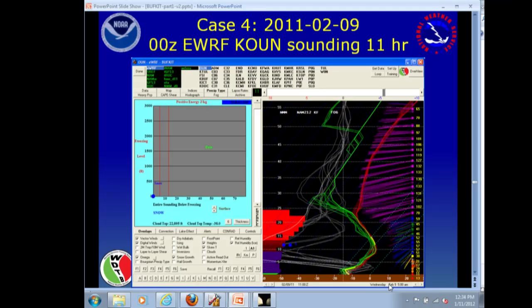And so we'll take a look at some ensemble WRF soundings. This one here is an 11-hour ensemble WRF sounding that we produced. And you can see that this is, what's this valid for? I guess just about 11Z, of course. It's a 0Z run.